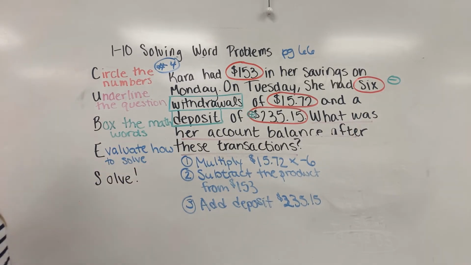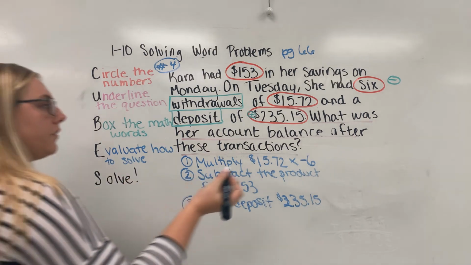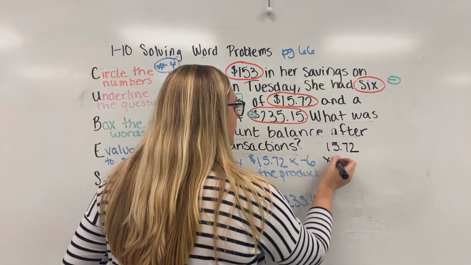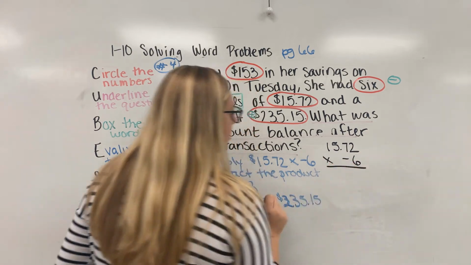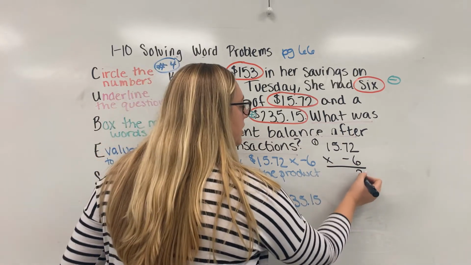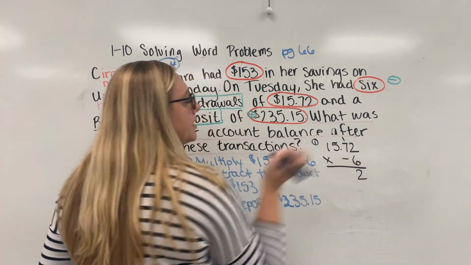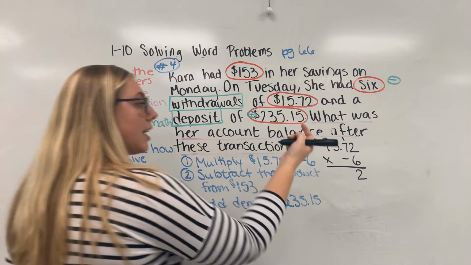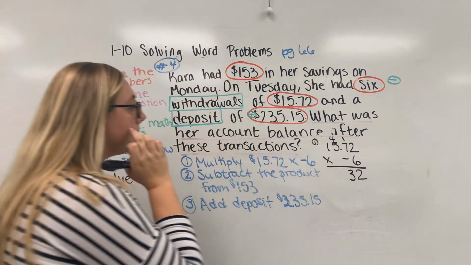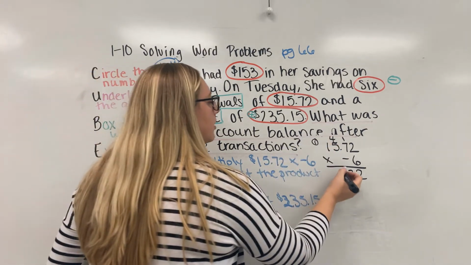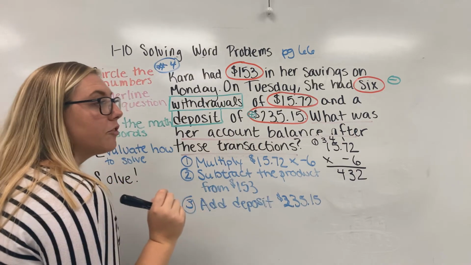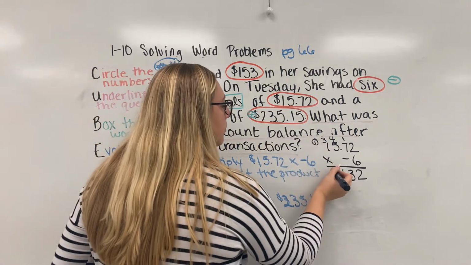So our first step that we identified here is we're multiplying 15.72 times negative 6. Okay, so it's our step 1 here. So 6 times 2 is going to give me 12. 6 times 7 is going to give me 42, plus that 1 will give me 43. 6 times 5 will give me 30, plus this 4 here is going to leave me with a 34. 6 times 1 is going to give me 6, plus that 3 is going to give me 9.